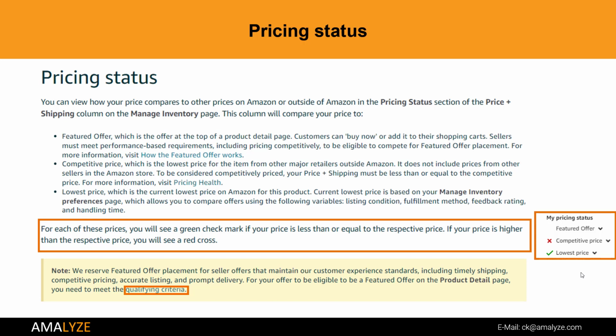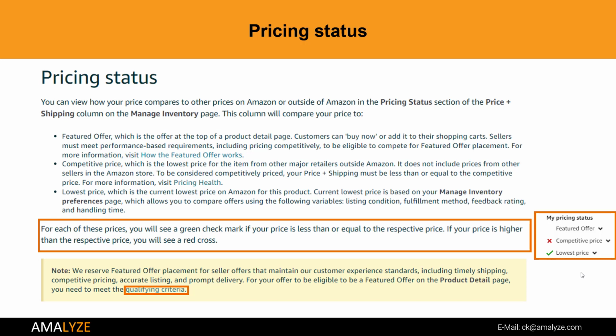And as I've said, here is the red cross. For each of these prices, you will see a green check mark if your price is less than or equal to the respective price. If your price is higher than the respective price, you will see a red cross. Like on the right side, competitive price, a red cross. And then there are a few notes directly from Amazon.